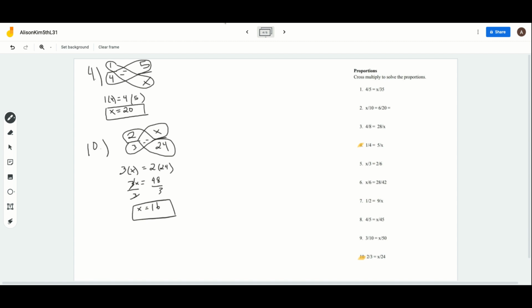And let's check our answers just in case. Number 10 and number 4, sorry. Yep. So for proportions, you just need to solve for the x's.